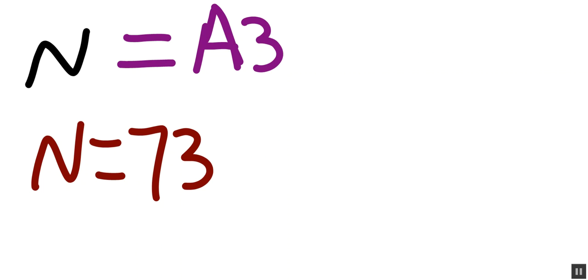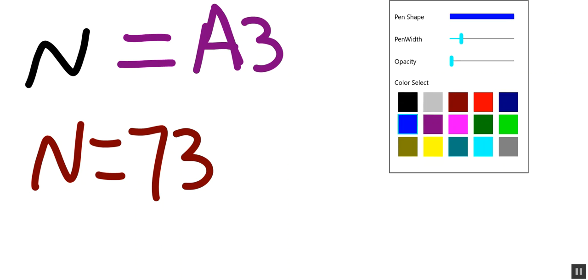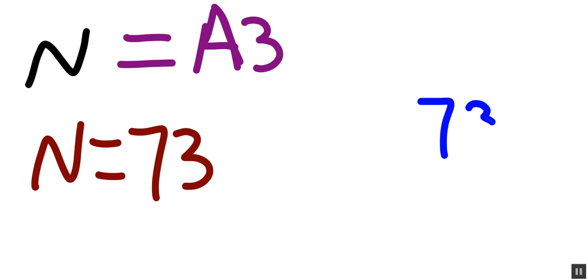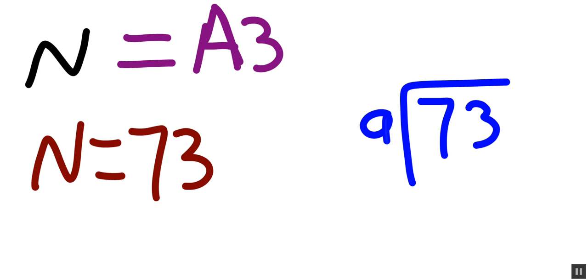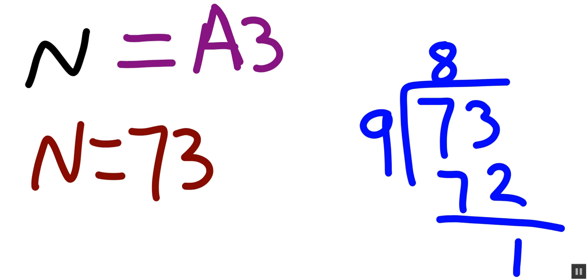So we found one possibility is n is equal to 73, but we're not 100% sure that it satisfies our conditions. So let's go back and check that out. We know that when n is divided by 9, the remainder is 1. So let me go ahead and divide this by 9, 8, and the remainder is 1. So we know that the first condition gets satisfied.